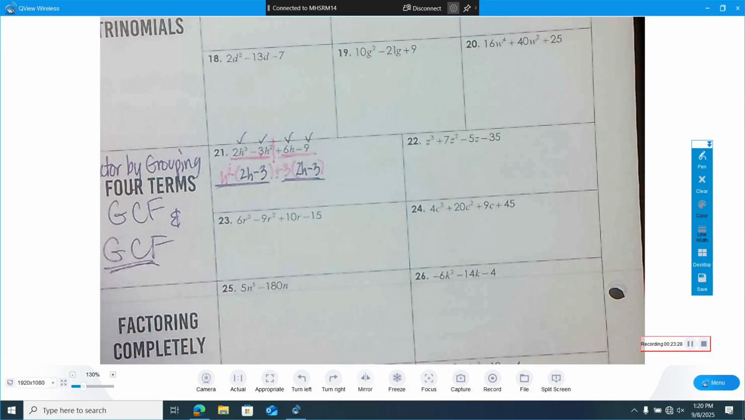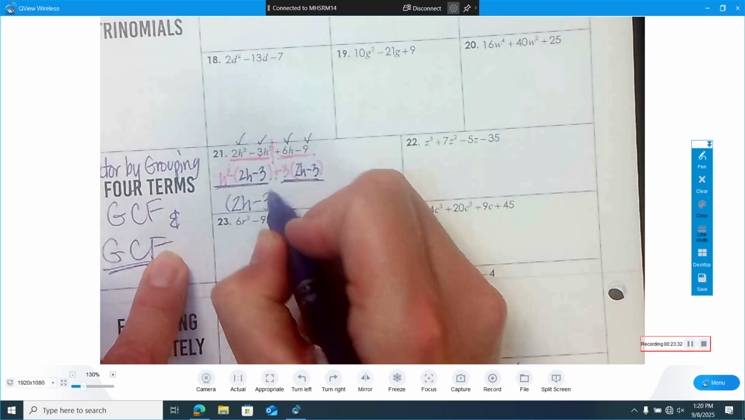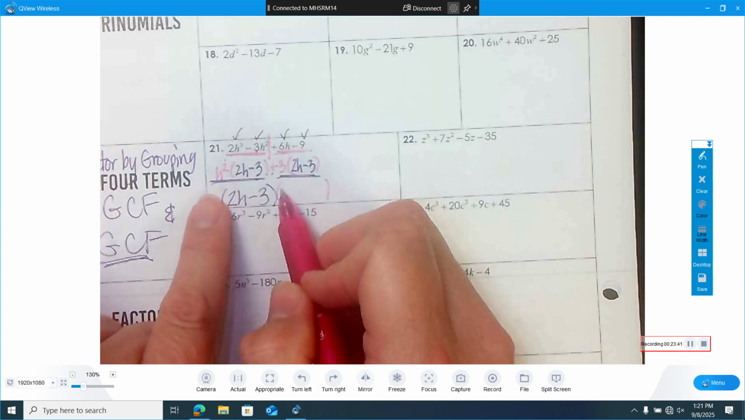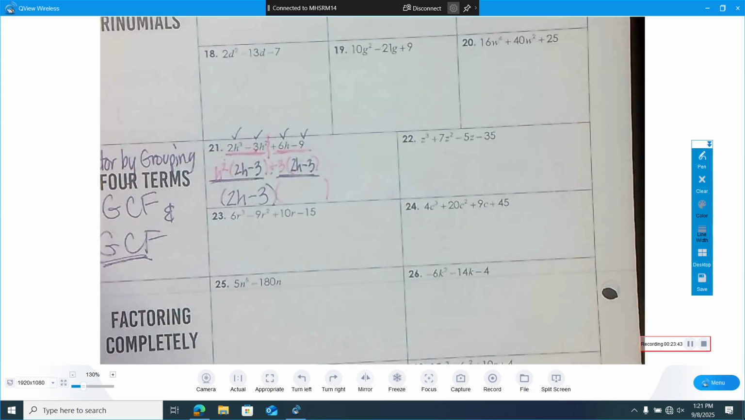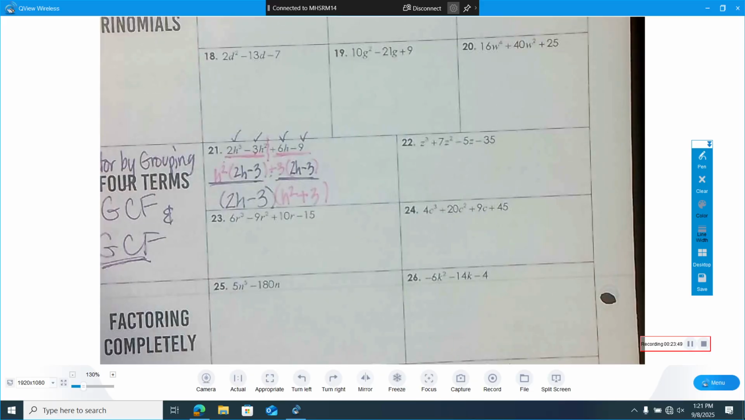What do they have in common? They both have a 2h minus 3. So we're pulling a whole bubble out in front. And what is remaining when I take those 2h minus 3s and pull them out? The h squared plus 3. You see how that works?